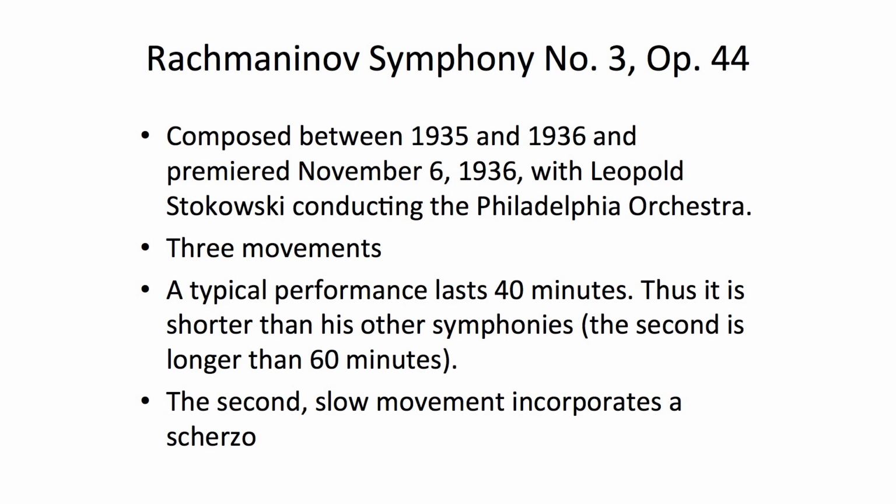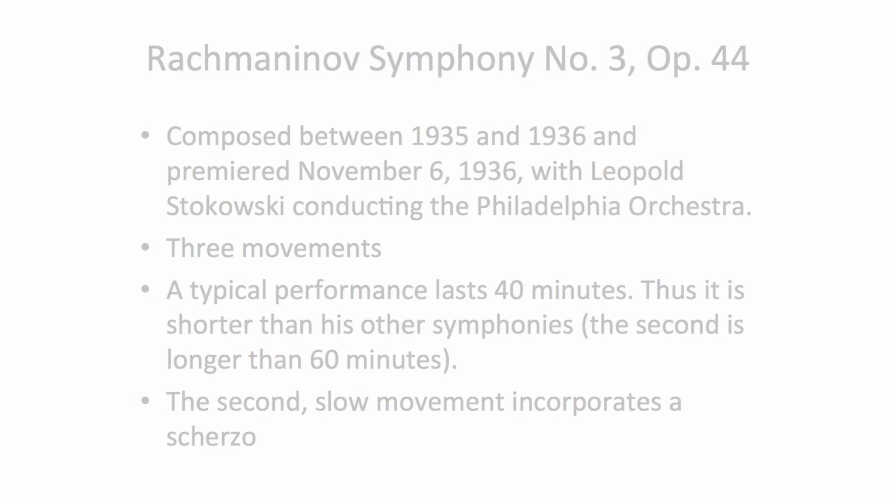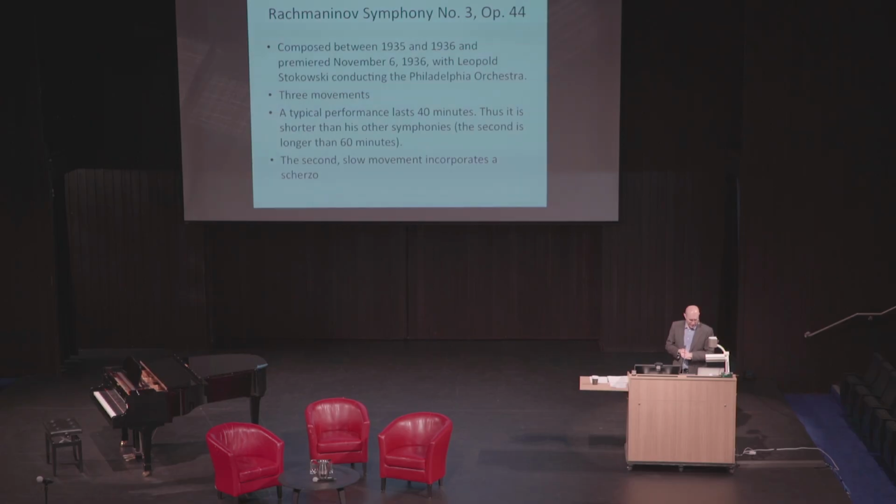It is much shorter. It only has 3 movements, as opposed to the 4 in his 1st and 2nd symphony. A typical performance goes for 40 minutes. Again, it's, in a sense, a little bit anti-romantic. It's a step backwards. The innovation that he introduced in this symphony is that the 2nd movement, the slow movement, actually incorporates a scherzo in the work itself. So it's like 2 movements in one.